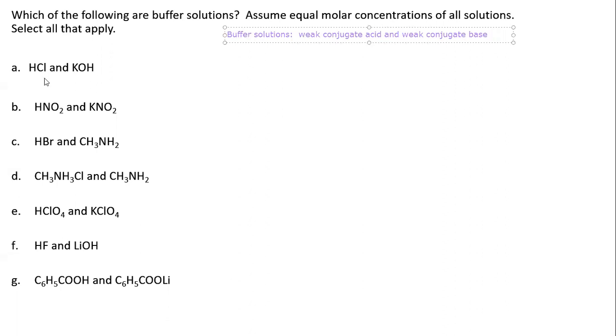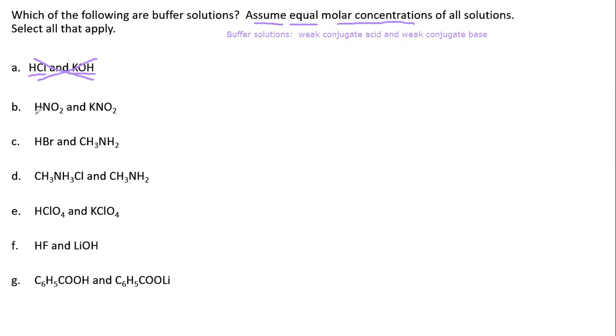So we look at the first one. We have HCl and KOH. Well, HCl is not a weak acid. KOH is not a weak base. So this cannot be a buffer. Again, we're assuming equal molar concentrations.